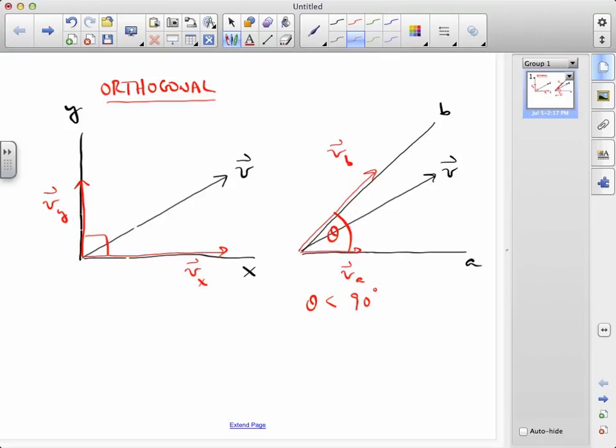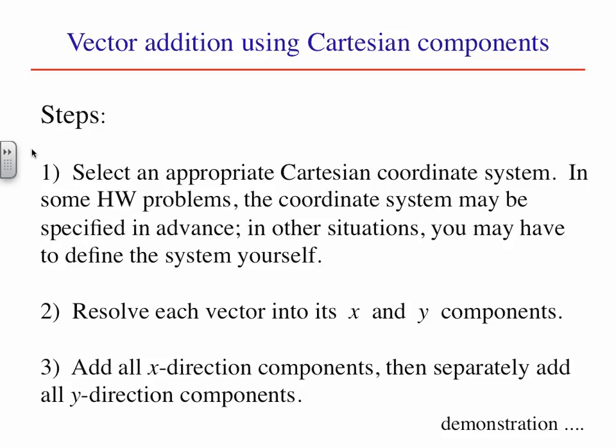In addition, this independence applies to any set of orthogonal directions, not just those associated with a Cartesian xy coordinate system. In future applications, we may use this independence in a polar system, that is an r theta system, a tangent normal system or TN system, or any other system of mutually perpendicular directions. When applied to vector addition, this independence implies that the summation in the x direction can be performed separately from summation in the y direction.